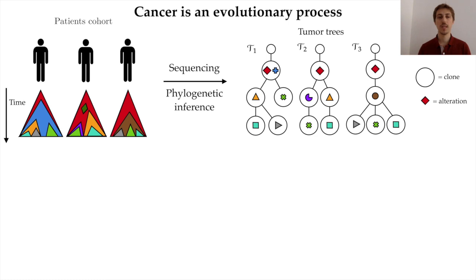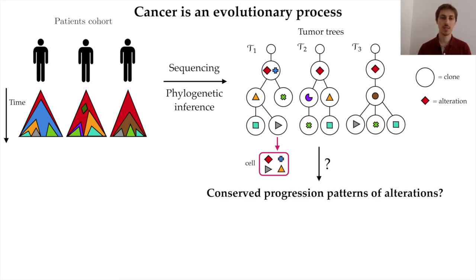What is possible today is to infer a phylogeny for each tumor, or a tumor tree, describing the evolution of a single tumor, in which a node is a clone that contains all alterations unique to that clone. This means that a cell that belongs to a clone also carries all alterations found in all the ancestor nodes, as you can see in the example on this slide.